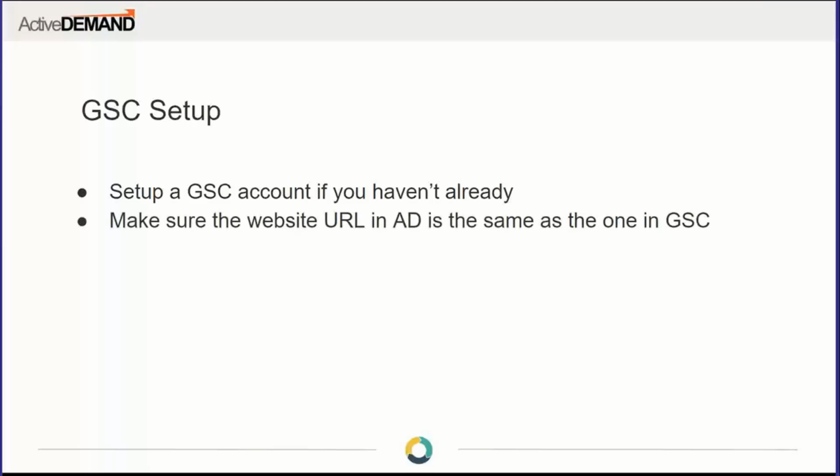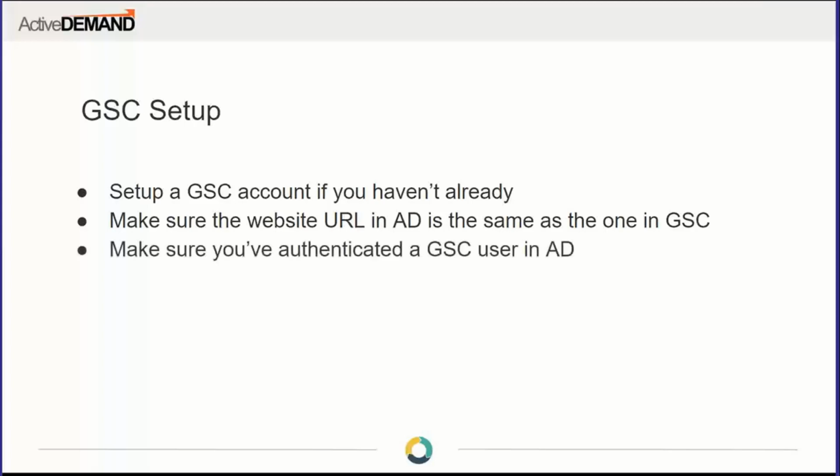Now, in terms of setup, you probably already did it if you did the parts that I mentioned before. If you haven't set up a Search Console account, go set one up on Google. Make sure that the website URL inside ActiveDEMAND is the same as the one in Google Search Console. It's down to with www or without, HTTPS or without. It has to be that specific, because inside Search Console you could have four different web properties with different permutations of that. So make sure that they're exactly the same.